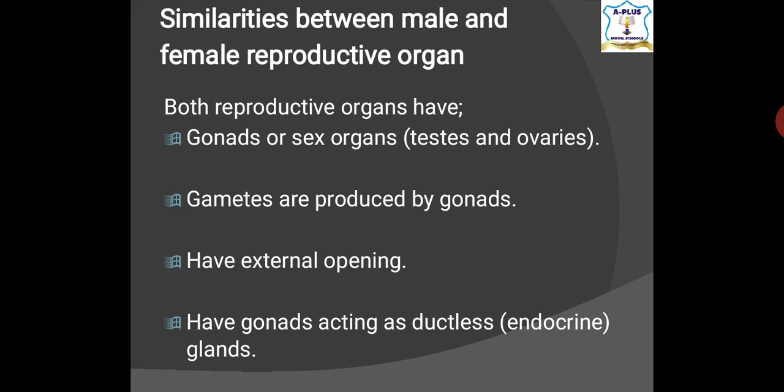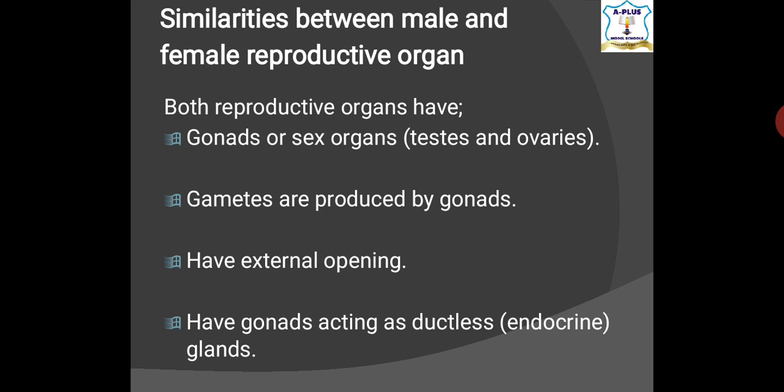Now, gametes are produced by gonads. These gonads are the ones responsible for production of the gamete, the ova or the ovary in the female animal, while the one that is responsible for the production of sperm in the male animal. They have external openings. Yes, they have external openings. The male has the urethra through the penis, while the female has the vagina. They both have the external openings.